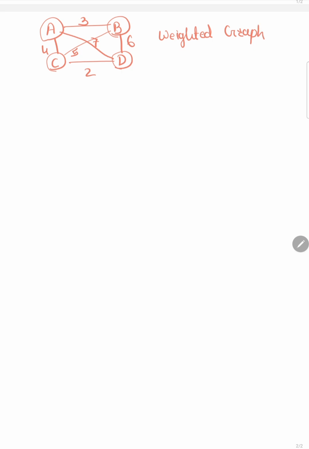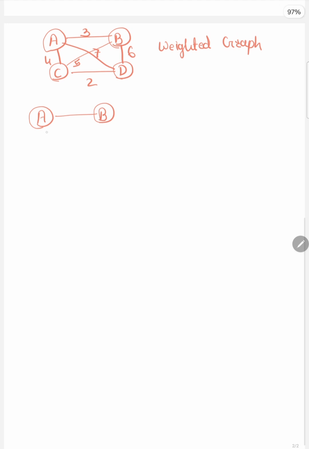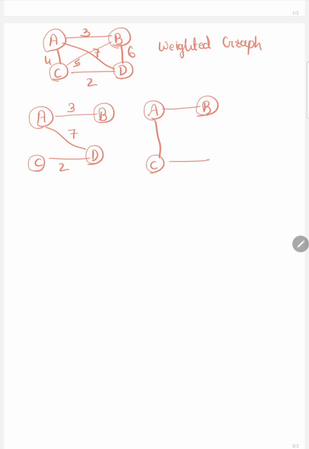Now if I go for a spanning tree, I can have this one. The only thing you need to keep in mind is that there should not be a cycle, and each vertex should be reachable. There are two things you need to keep in mind. So this is my first possibility. Then another possibility I can have is something like this.